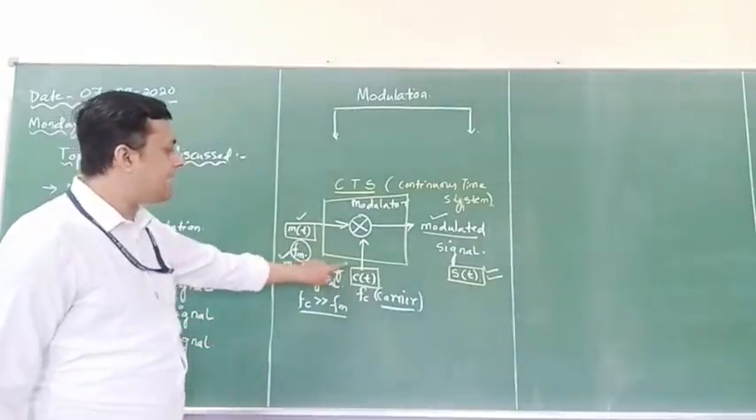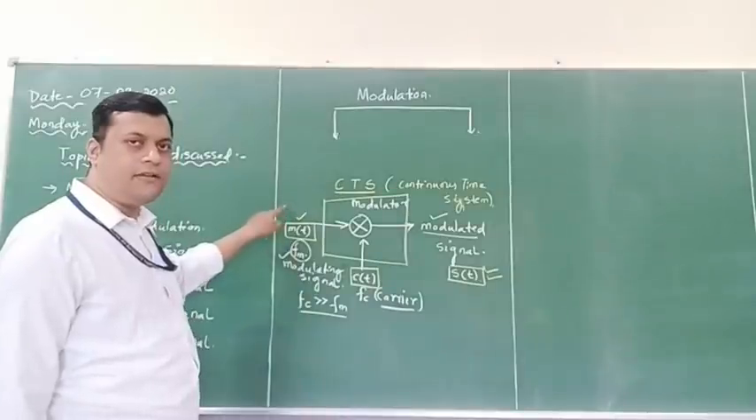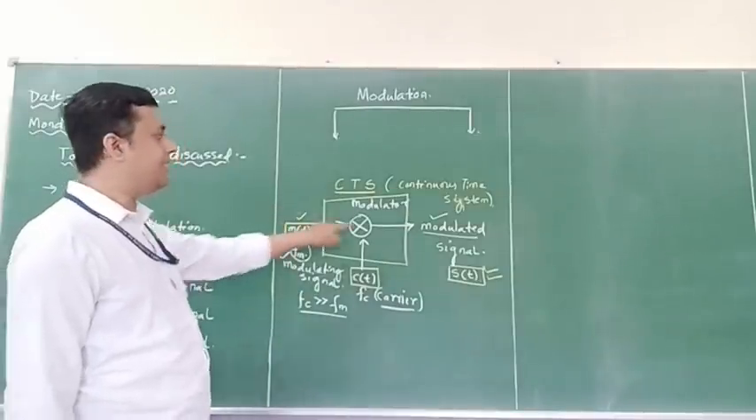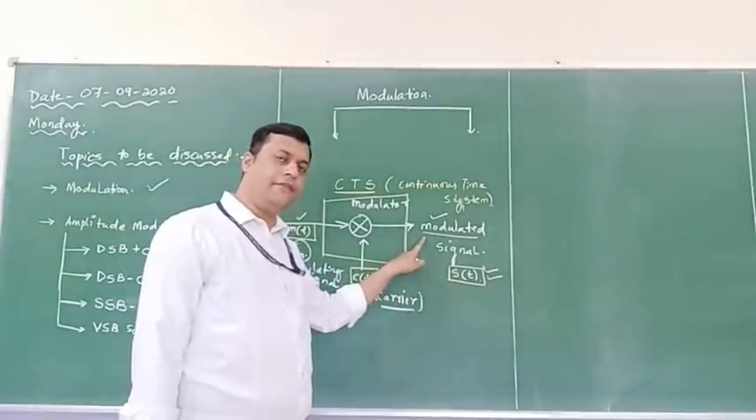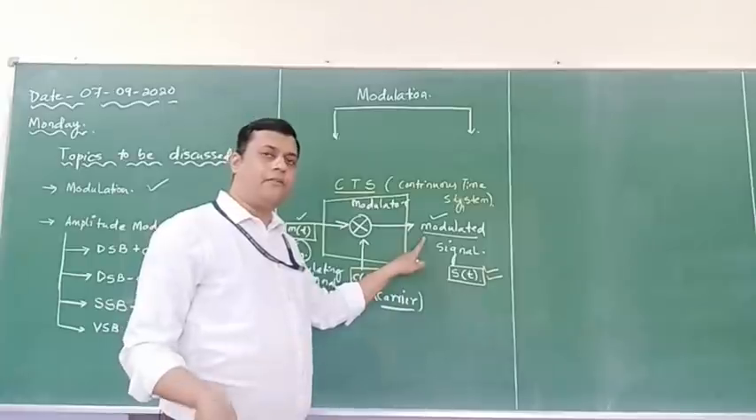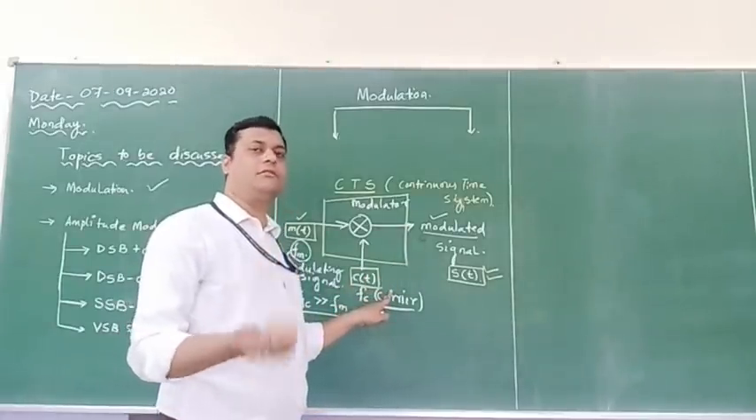Now if the carrier amplitude is varied with respect to the instantaneous value of the modulating signal, then the output will be an amplitude modulated signal, in which the phase and frequency of the carrier remain the same, but the amplitude is going to vary.